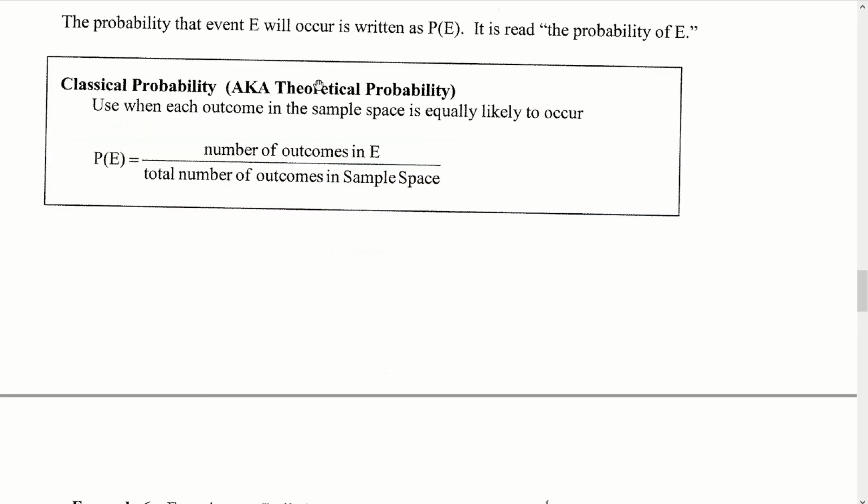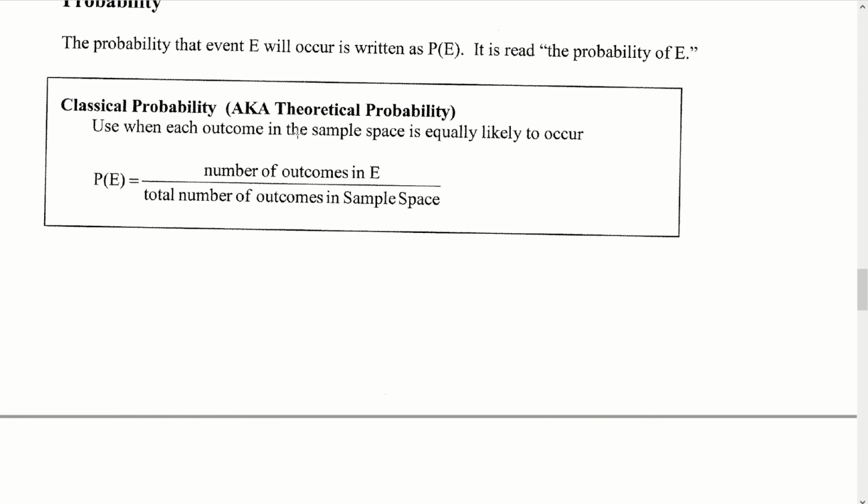In the classical or theoretical model of probability, we assume that every outcome in the sample space is equally likely to occur. So this will apply to situations like picking random cards out of a deck, flipping coins, or rolling dice. We define the probability of an event to be the number of outcomes in the event divided by the total outcomes in the sample space. So it's simply the number of ways event E can occur divided by the total size of the sample space.